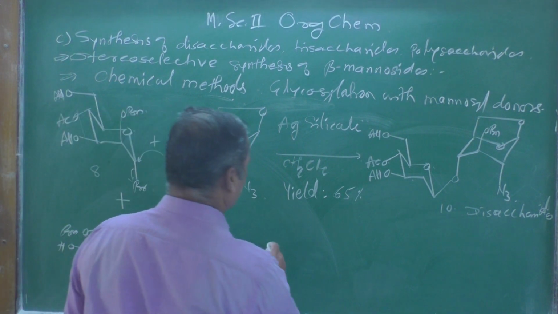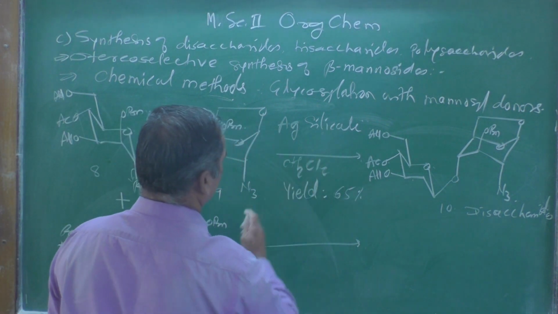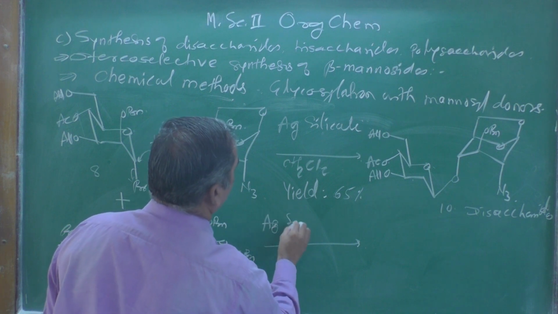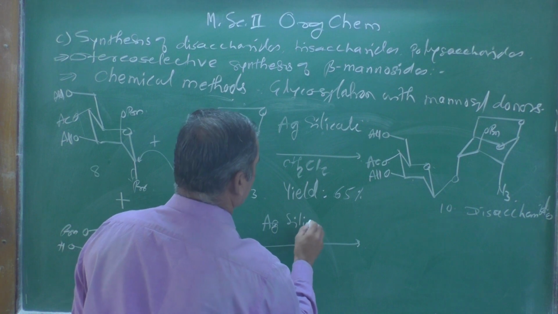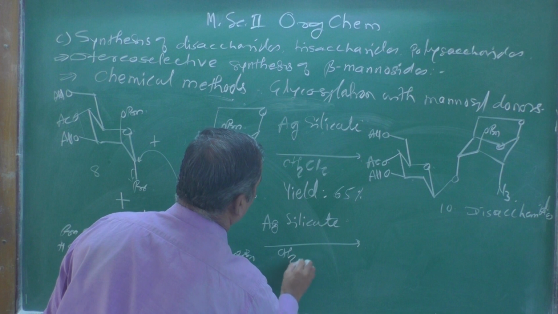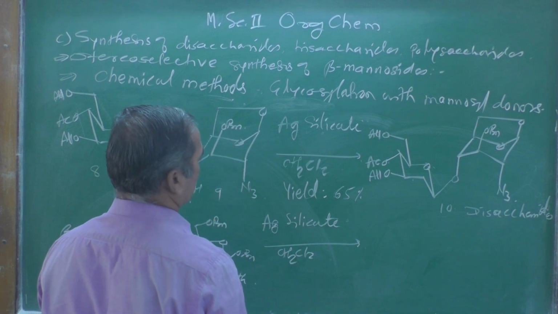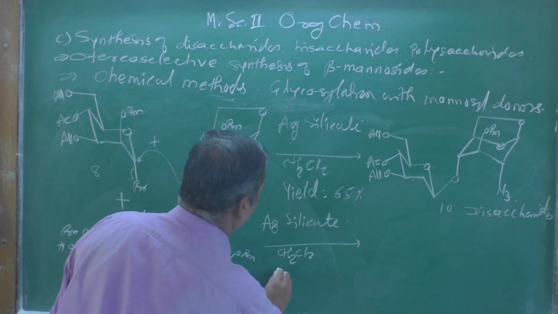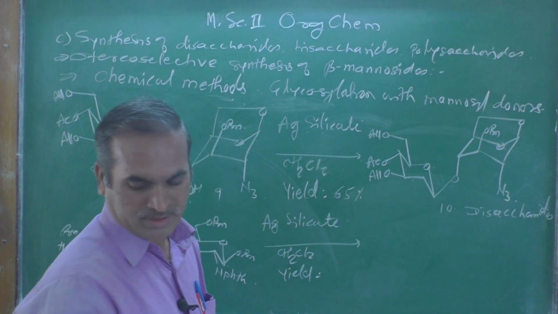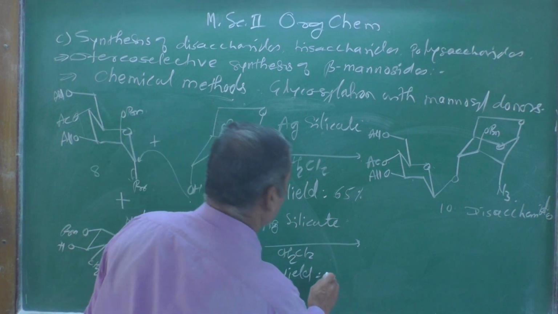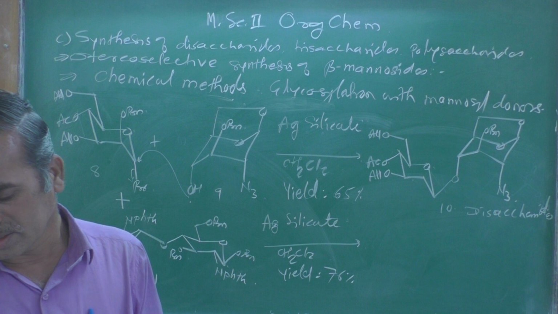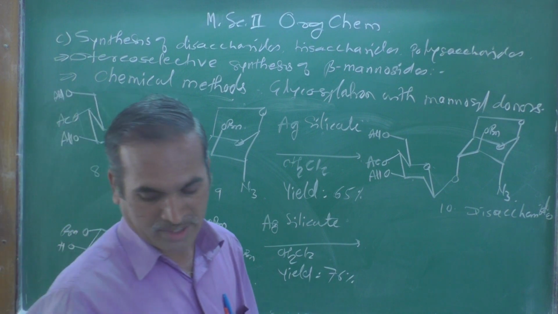Structure number 8 and structure number 11 together, with the same reagent used here, that is silver silicate in the presence of CH2Cl2, dichloromethane. The yield obtained is near about 76%, and we will get the trisaccharide here.